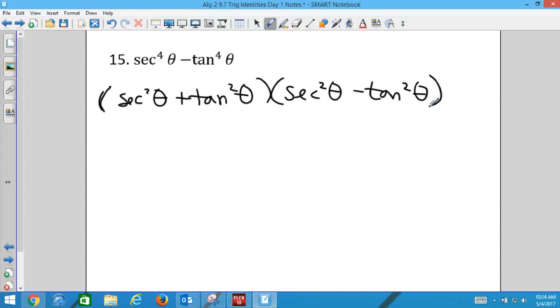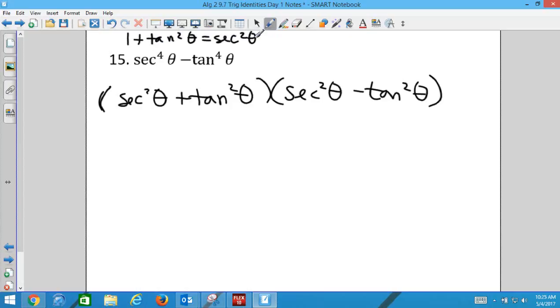So now we can use our Pythagorean identity. What is the Pythagorean identity with secant and tangent? What is it? 1 plus tangent squared theta equals secant squared theta. Am I right? I don't have that one memorized. Who has tried to memorize it? I did. Was I right? I said 1 plus tangent squared theta equals secant squared theta.